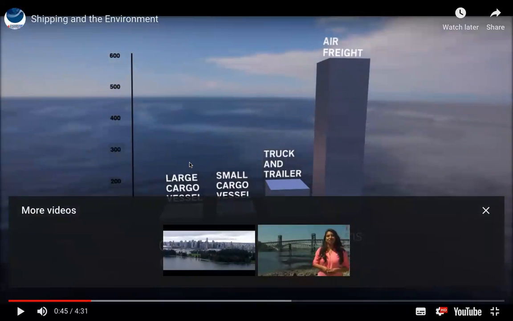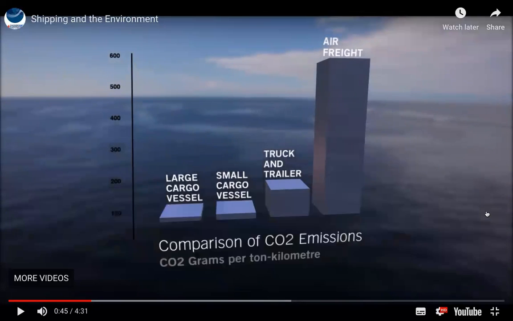Okay, so we've already considered the example where if you're transporting, for example, a television or a pair of jeans in a truck across a country, the carbon footprint of its transportation can actually be considerably larger than bringing that product from the other side of the world on a very large container ship. So there's something there for you to consider.